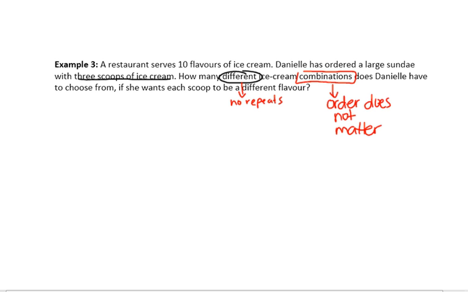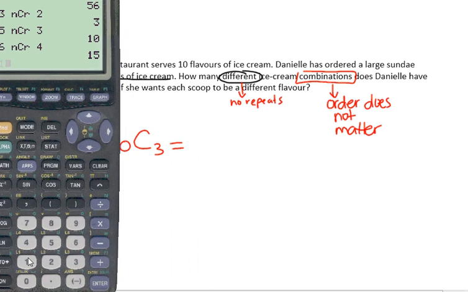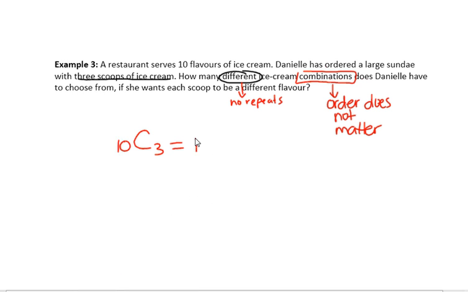Okay, so very simply, 10 flavors. We want to choose how many? 3. Okay, pretty simple. 10, math, left arrow, 3, and 3. 120.